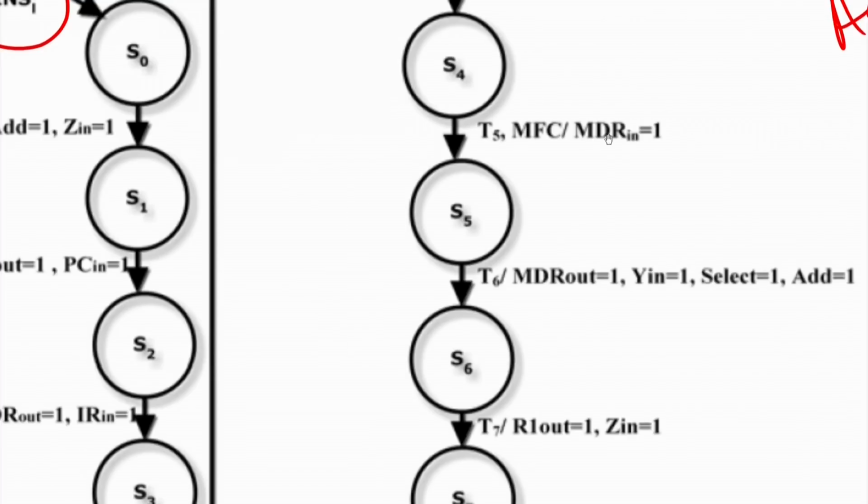MDR in means you are going to get the value of the memory into the memory data register, but you cannot read the value of MDR at this stage, because I am waiting for the memory location to be done.